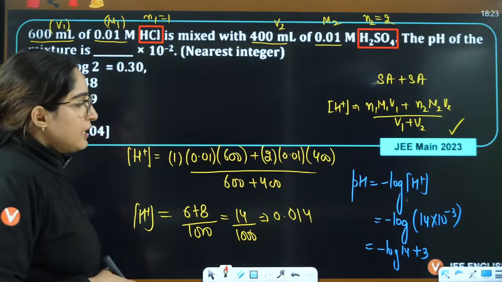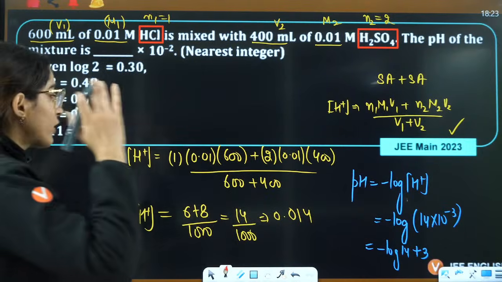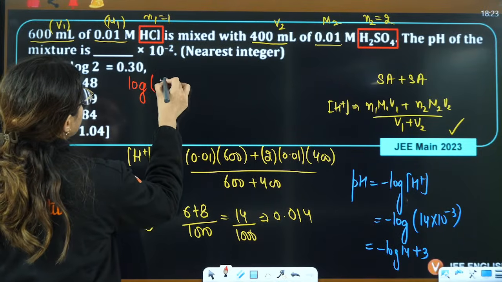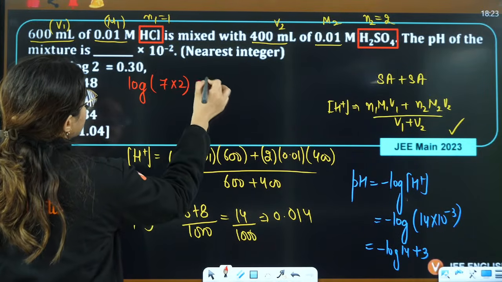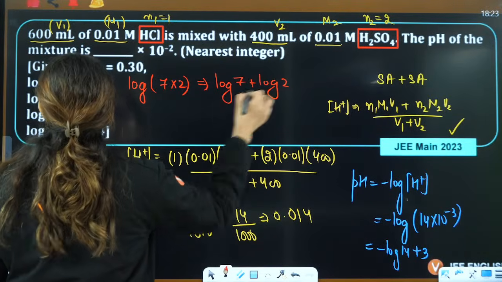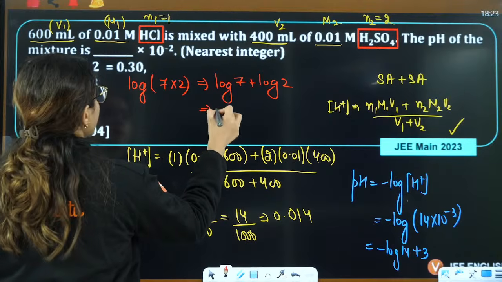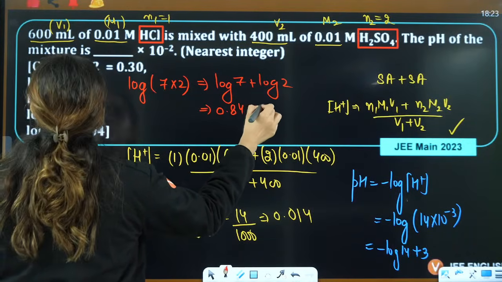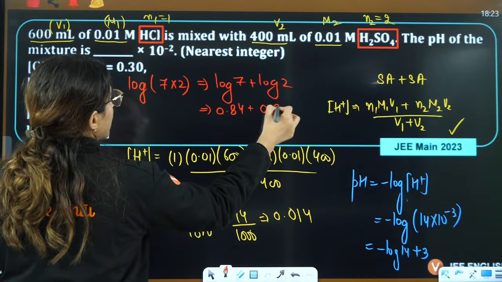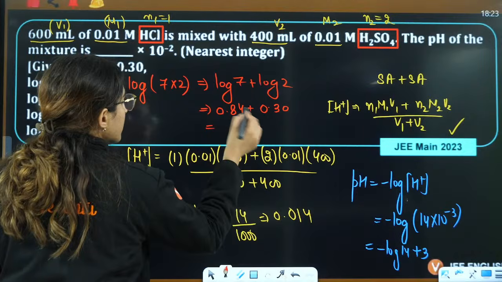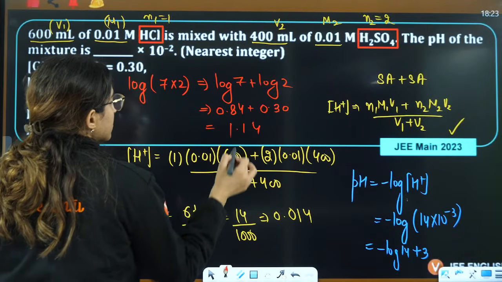See, minus log of 14, okay? So log of 14 is what? 14 can be 7 into 2, right? So that can be log of 7 plus log of 2. What is log of 7? It is given to be 0.84 and log of 2 is 0.30. That will be 4, 8, 9, 10, 11, this much.